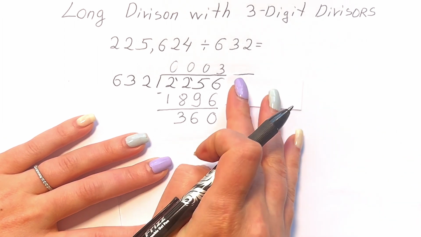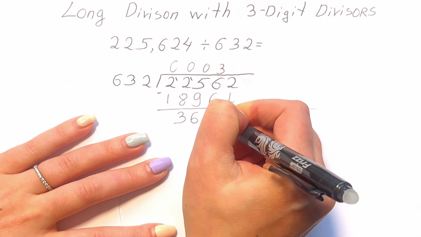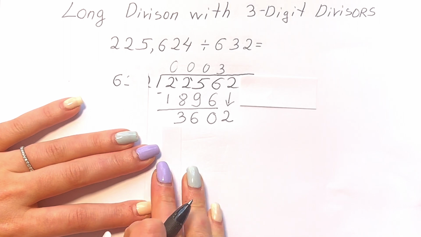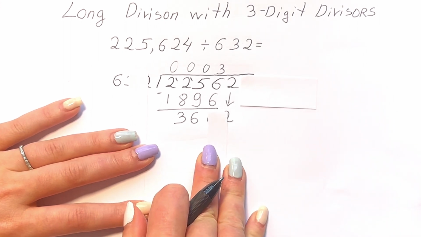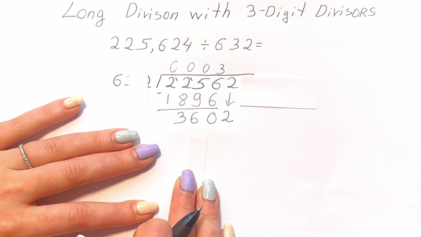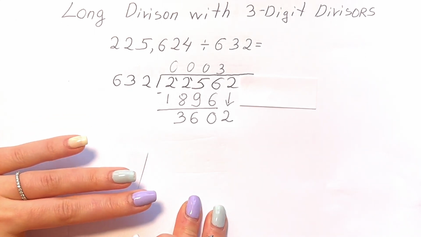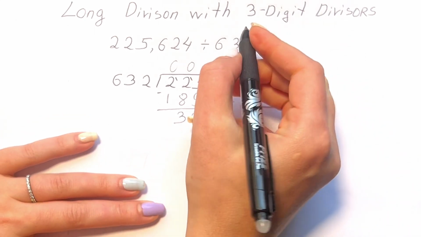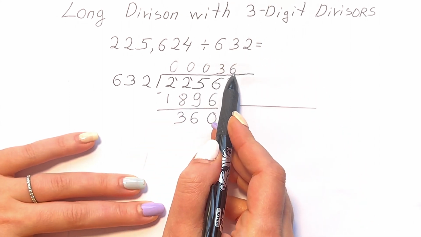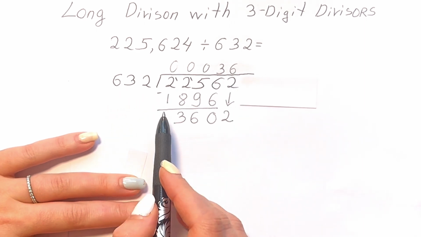Let's bring down the next digit, which is 2. And right away, I'm gonna cover to see how many times. Okay. 6 goes to 36 6 times. It means 632 goes to 3,602 6 times. I'm gonna put the 6. You know, yes, this 6 is the imaginary number. So we have to multiply 6 by 632 to see if it's working.